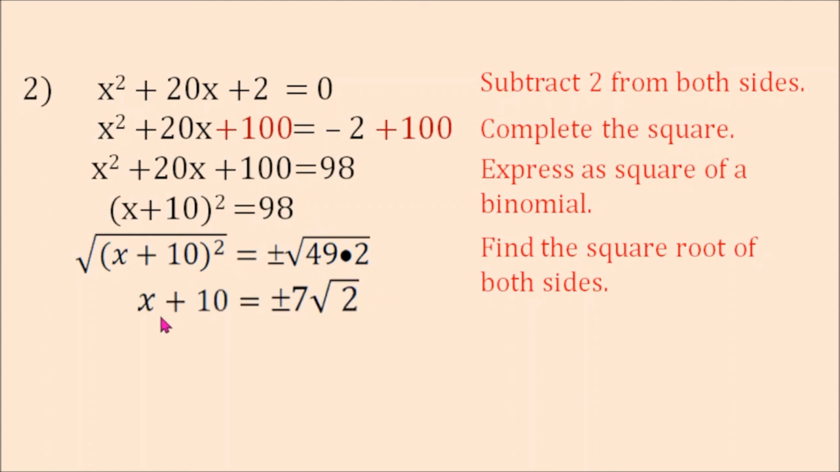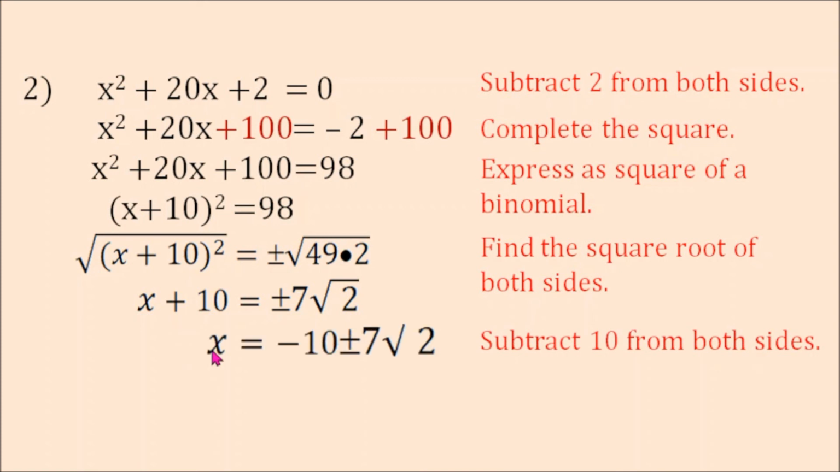Now, the left-hand side of the equation becomes x plus 10, and the right-hand side equals the positive and negative 7 square root of 2. So, square root of 49 is 7. Now, since we are solving for x, meaning to say we will isolate x, so we are going to subtract 10 from both sides. So we have x equals negative 10 plus and minus 7 square root of 2.